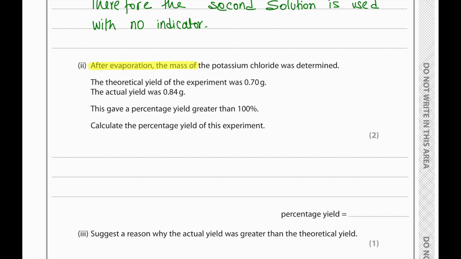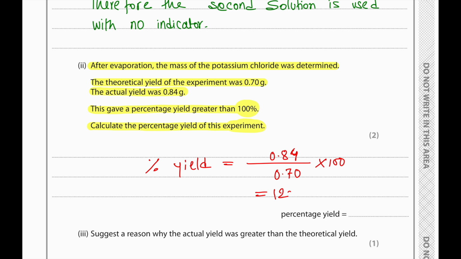After evaporation, the mass of potassium chloride was determined. The theoretical yield for the experiment was 0.7 gram. However, the actual yield was 0.84 gram. This gave a percentage yield which is greater than 100%. Calculate the percentage yield of this experiment. Percentage yield equals the mass of the obtained product divided by the theoretical mass of the product, times 100. This gives us 120%.